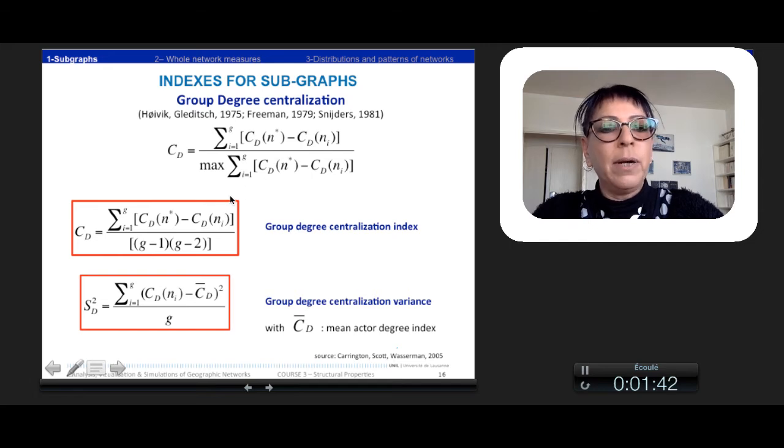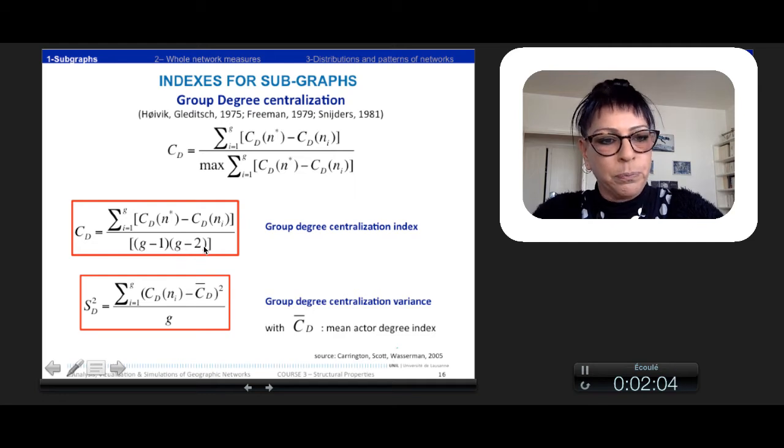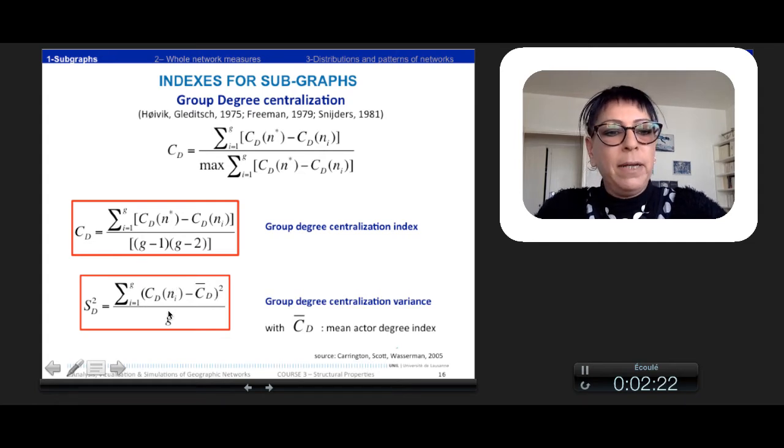For the degree centralization, we divide the sum of all the observed differences between the degree centralities of the nodes and the maximum degree by the maximum theoretical value, which is g minus 1 multiplied by g minus 2. Also, we can calculate the group degree centralization variance, taking into account the mean actor degree index here: the difference between all the values and the mean, divided by the number of nodes g.